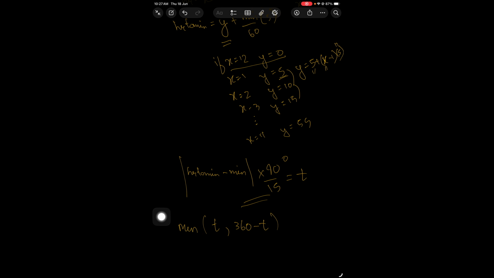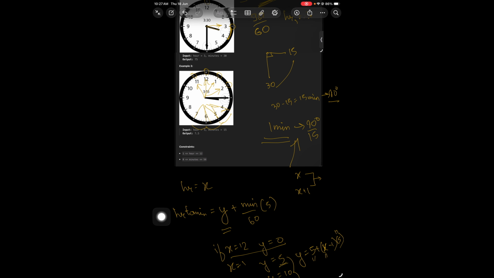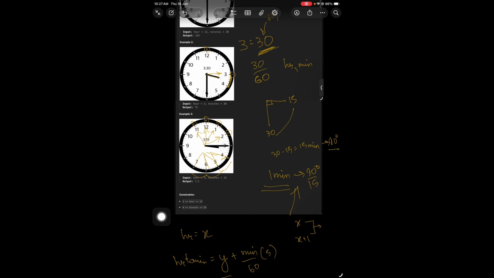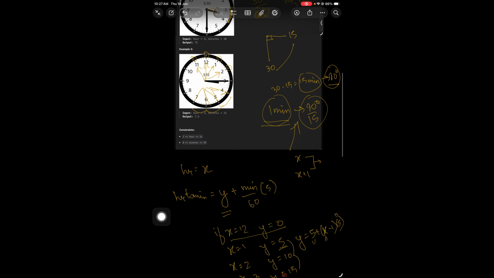That would be my answer. So it was simple. The first thing is we have to think in terms of minute or hour. We cannot think in terms of hour and minute or minute and hour. So we converted everything in minute, and we found that 90 degrees is represented by a 15-minute gap. So a 1 minute gap is represented by 90 by 15 degrees.